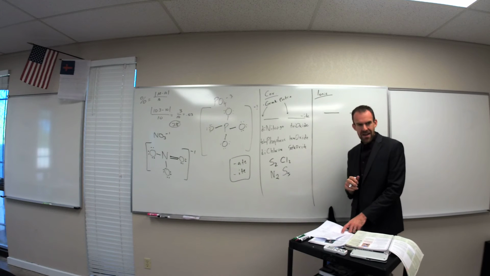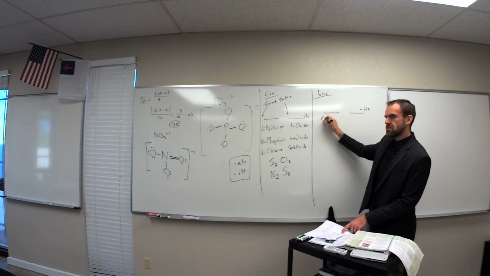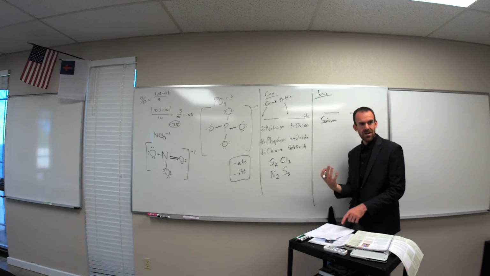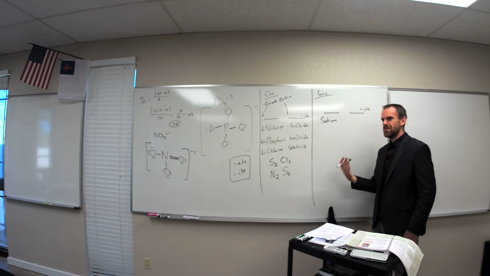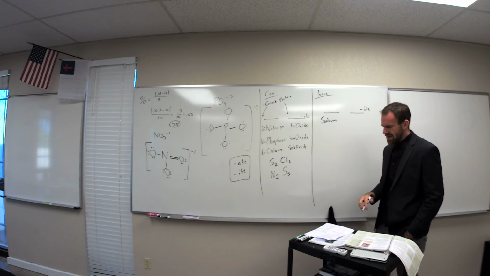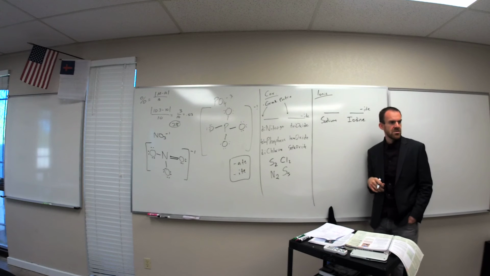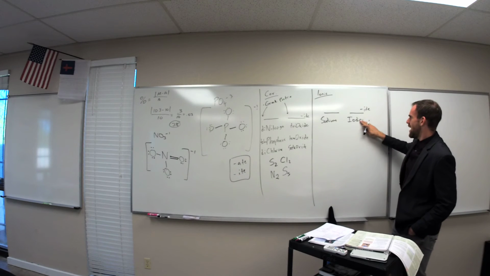So Na is sodium. You have your periodic table, so if you forget the name, look it up. Don't make up an element name. I is iodine. So this will become sodium iodide.